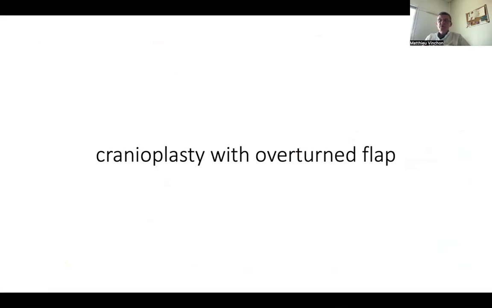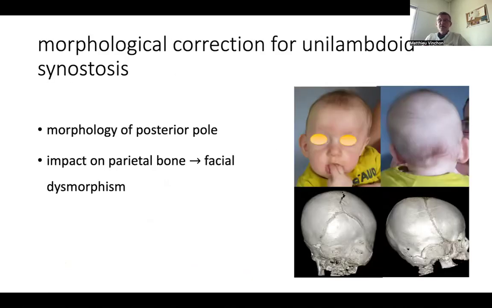So this is a surgery we do mostly starting at 9 months. It can be done later. It can be unilateral if needed. So in this case, we have to correct the posterior pole, but you see that the whole calvaria is deformed because of this synostosis.